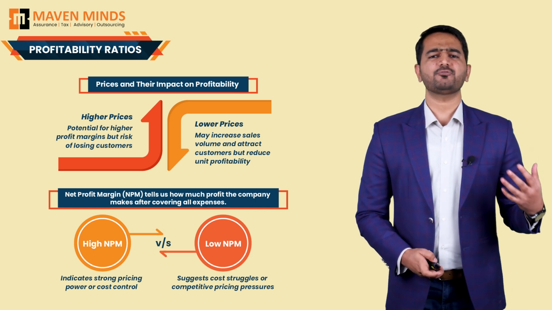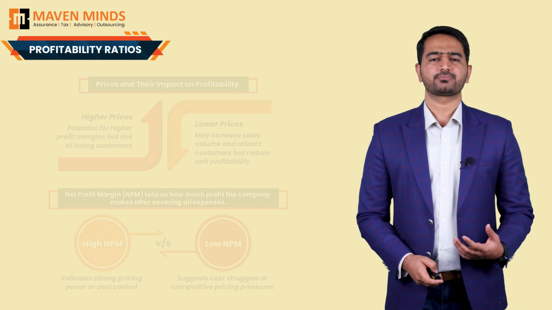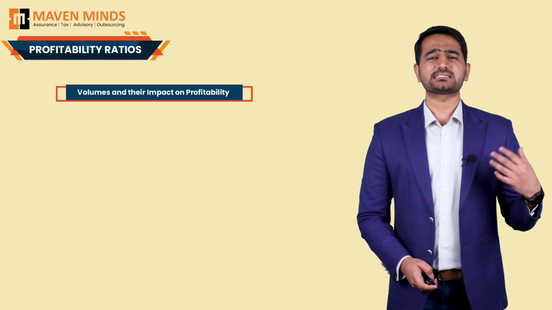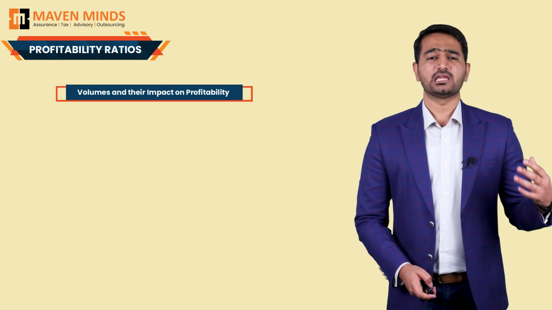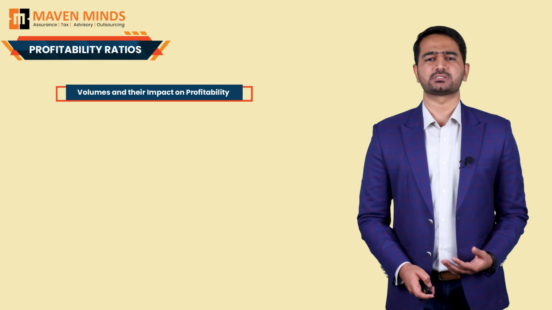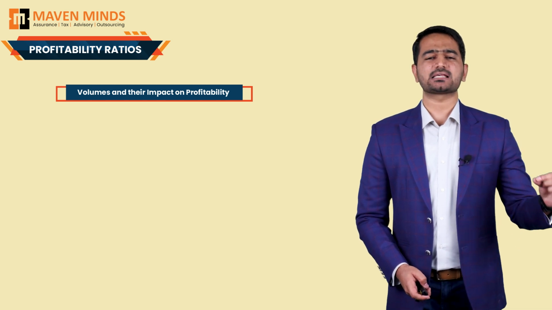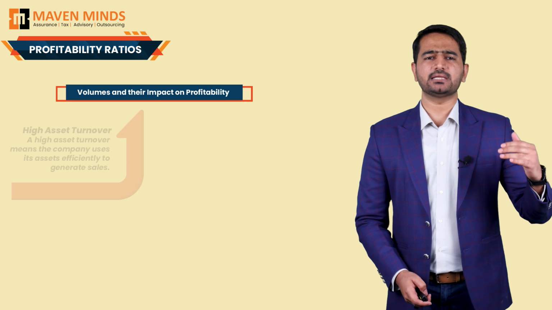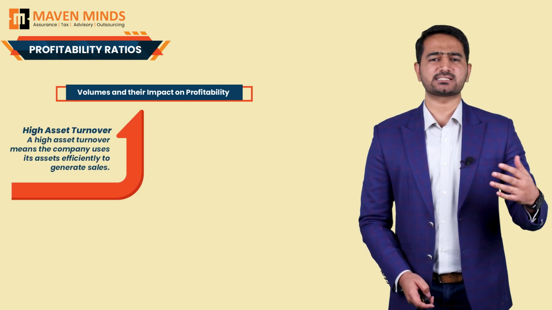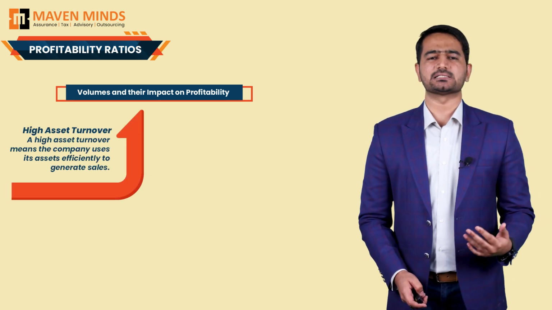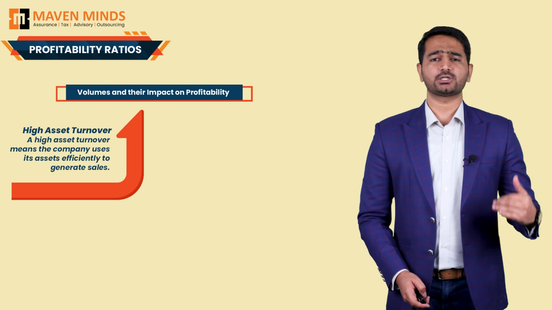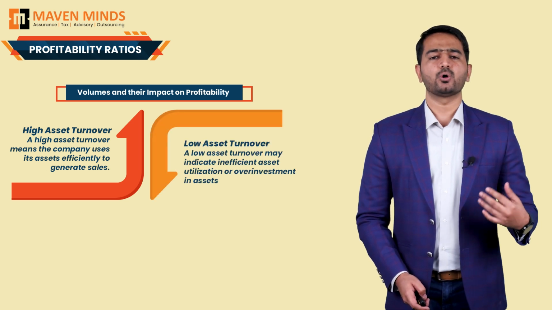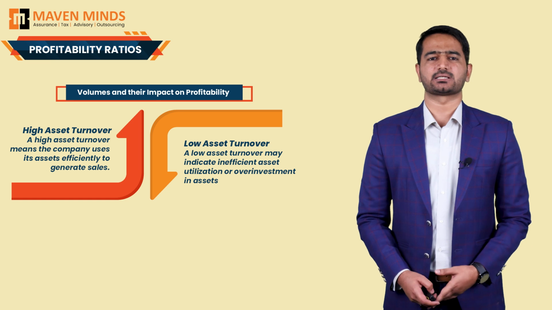The second pillar of profit generation is volume. Even if a company has low profit margin, it can still make a lot of profit if it sells in high volumes. And this is where asset turnover comes in. A high asset turnover means that a company uses its assets efficiently to generate sales, whereas a low asset turnover may indicate inefficient asset utilization or over investments in asset.